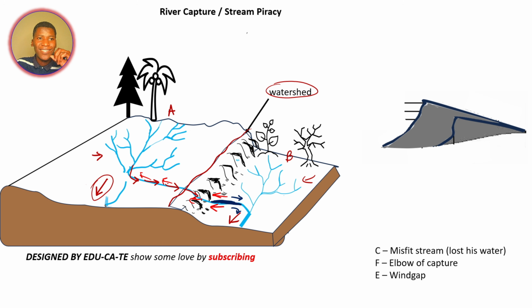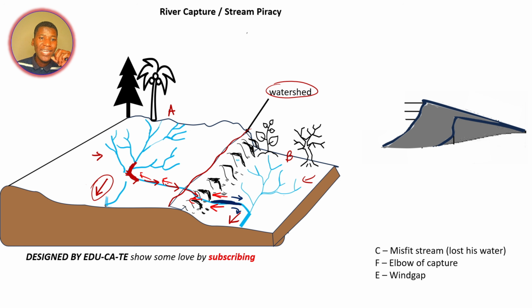So this is stream piracy. This is river capture. That's why we say that here, the more energetic river steals the waters of the less energetic river. So in this particular case, B is a more energetic river, whereas A is a less energetic river. So now there are features that you can look at for river capture. So basically, this is where river capture has occurred.